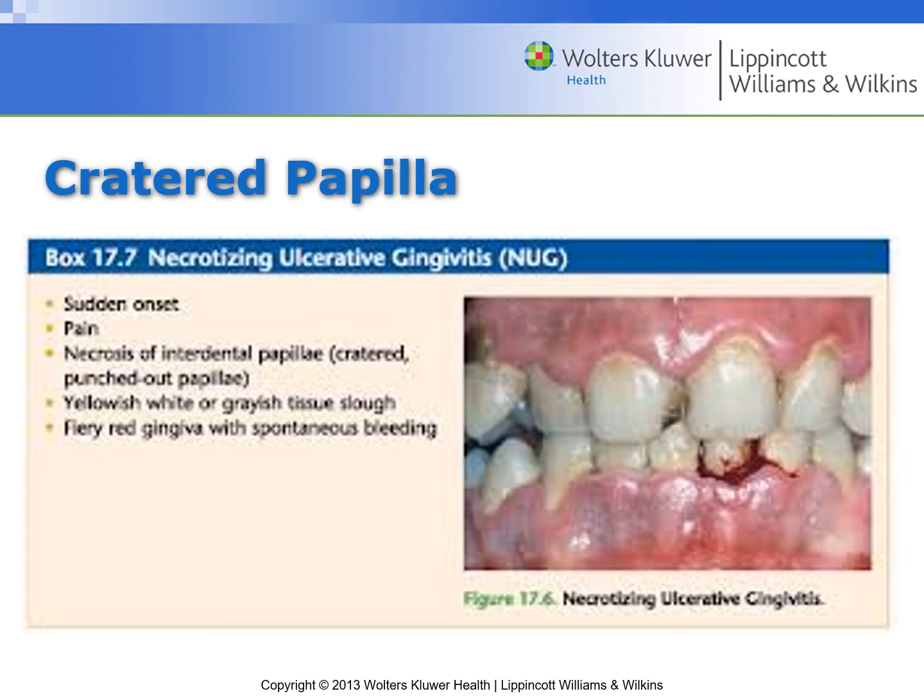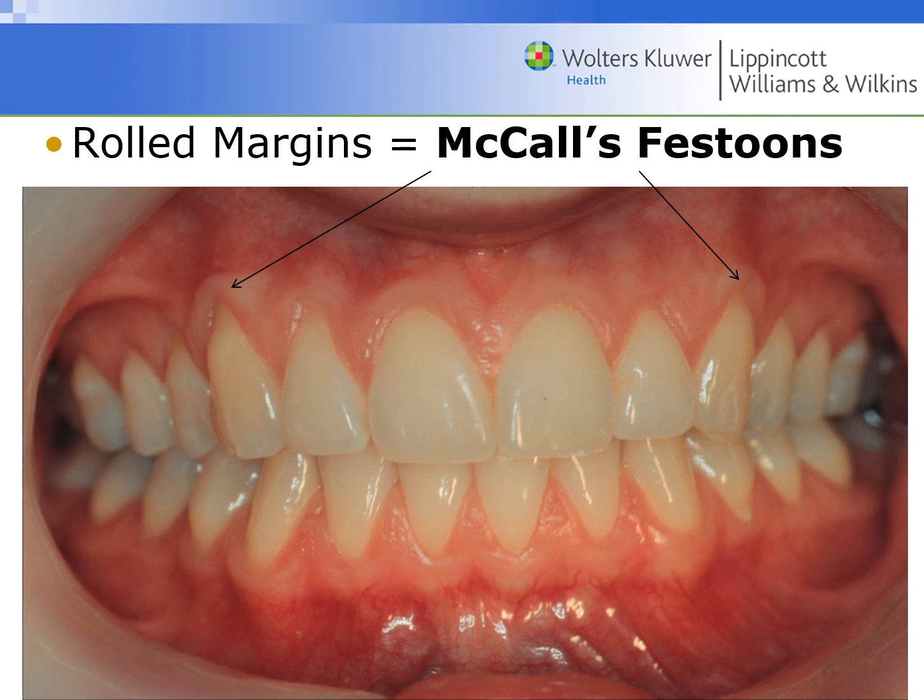This is more of cratered. It's kind of necrosis or death of the interdental papilla. It looks punched out. Sometimes they'll use the word punched out. This is from NUG, necrotizing ulcerative gingivitis. It would bleed really, really badly.